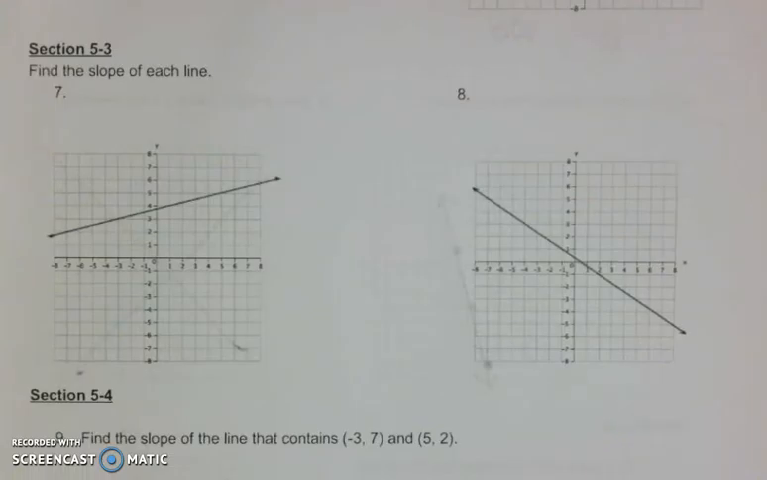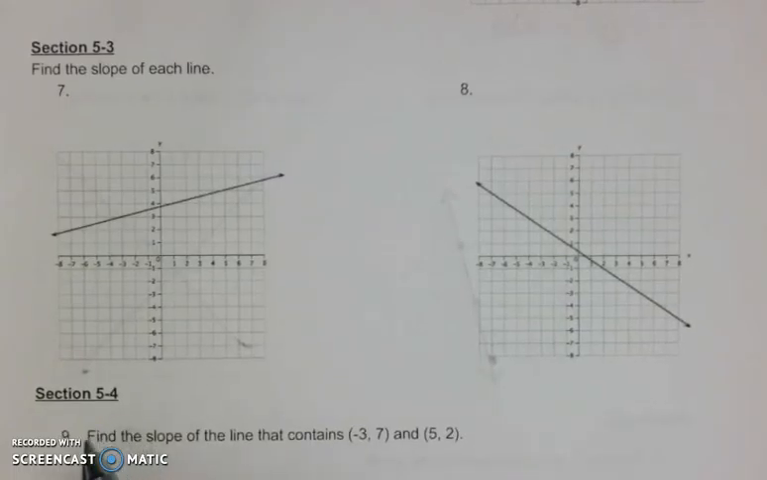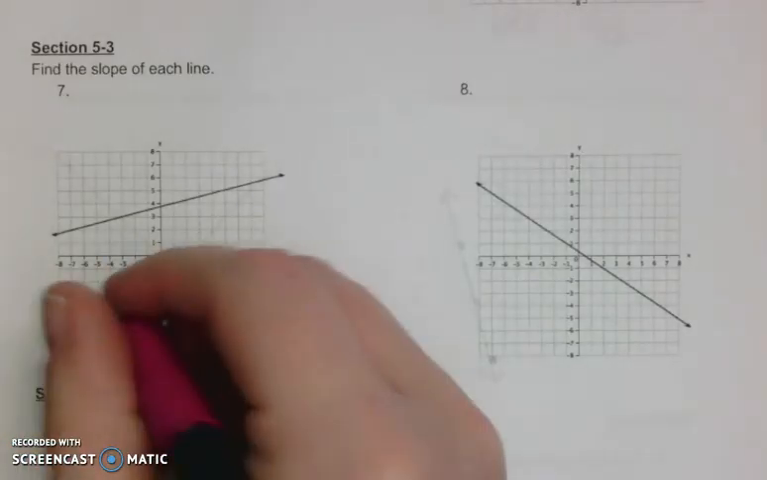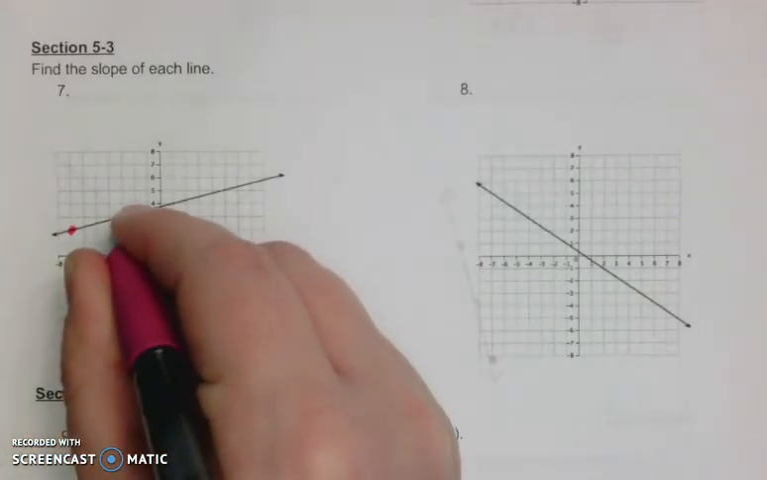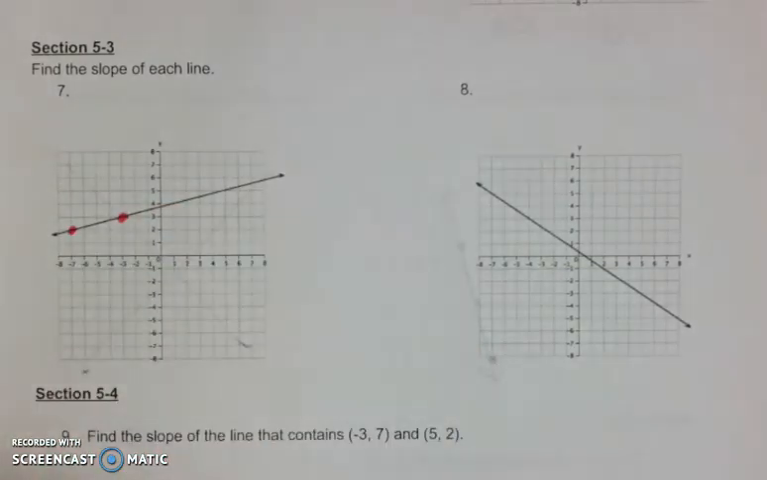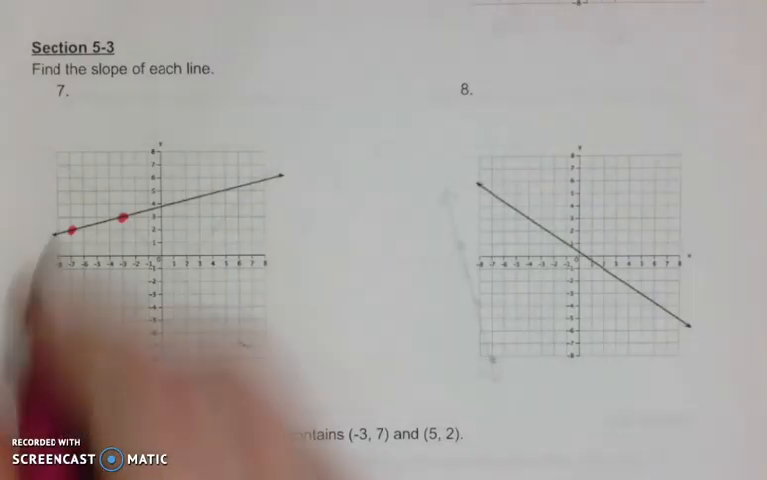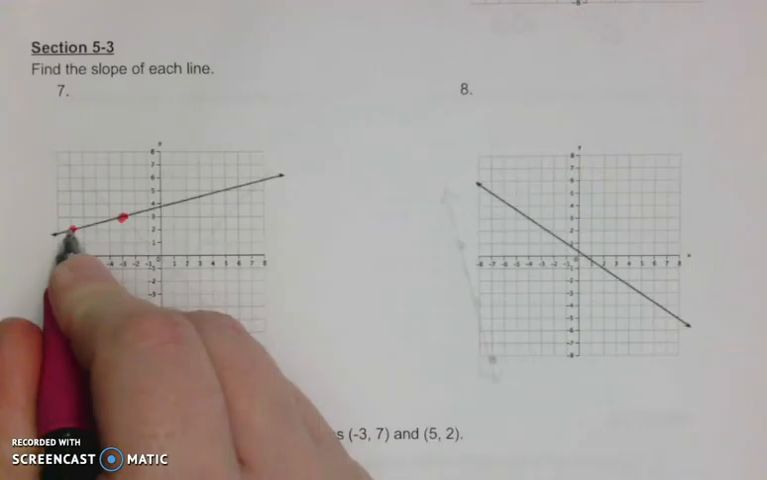Section 5.3 was calculating the slope if you're given a line. So on here you need to find where the line crosses nice in a good spot. Sometimes it's hard to tell. On your quiz you're welcome to ask me if you can't tell. So looking, I think it crosses nice right here, and it looks like maybe right here. And this line isn't exact on the graph, so again, just ask me if you're not sure which 2 points to use. So you choose 2 points, and then you go from left to right, rise over run.